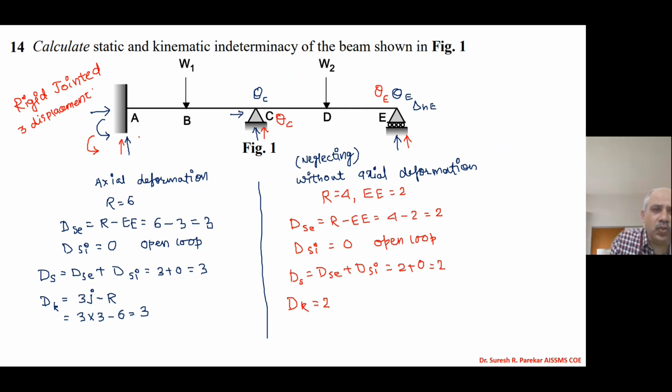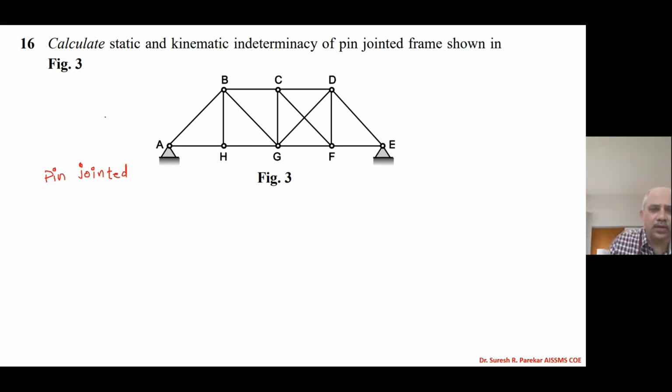Displacement, that is two linear and one angular. So in case of pin jointed, we have two displacements, only linear, no angular displacement in case of trusses.